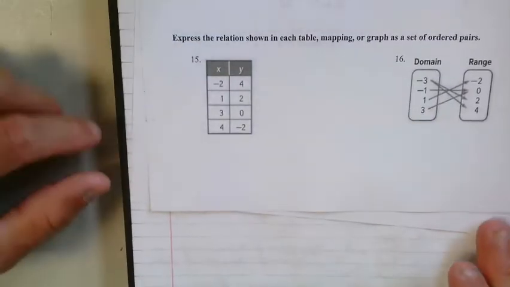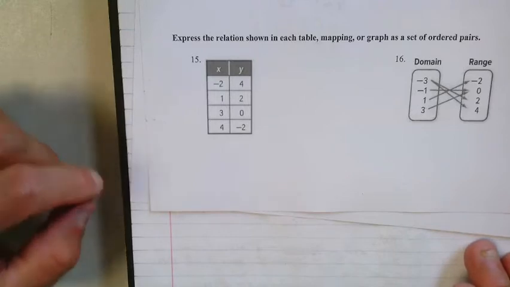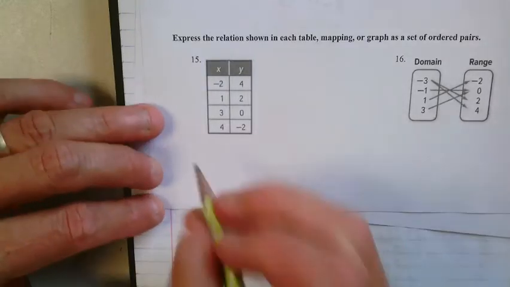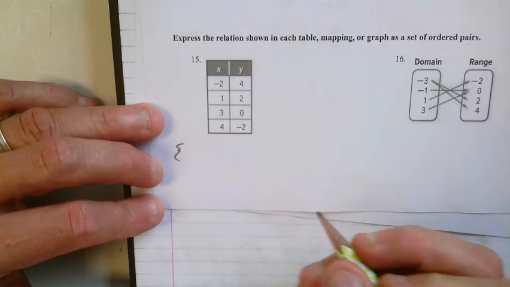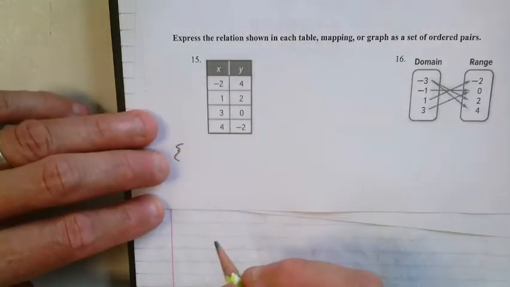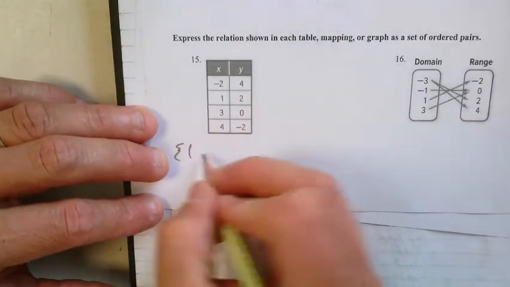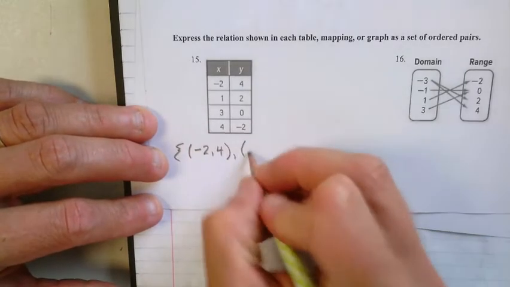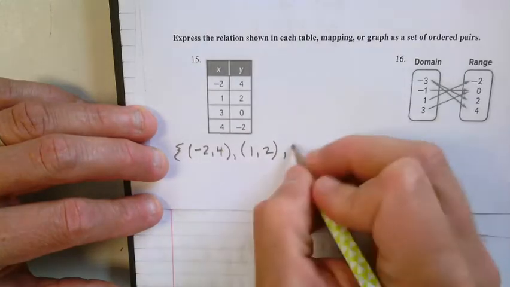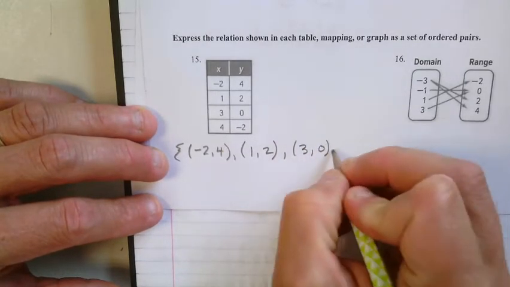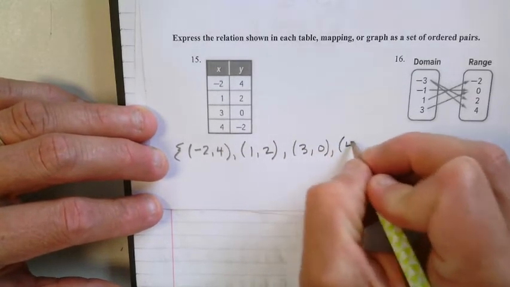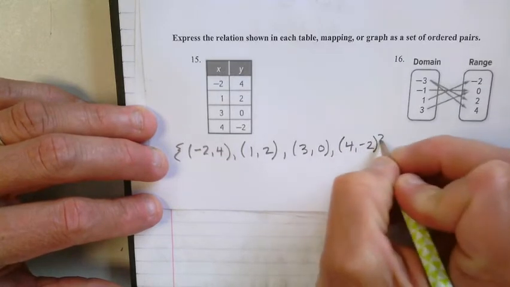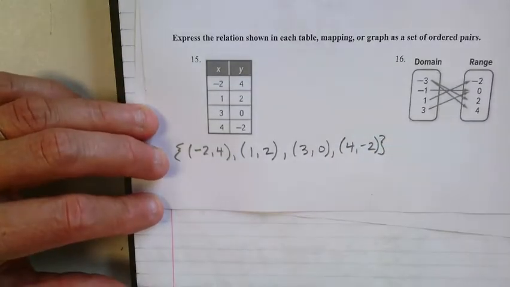To look at number 15, it says express the relation in each table, mapping or graph as a set of ordered pairs. So in number 15, if I want to express this as a set of ordered pairs, the set is going to have this bracket right here. And the ordered pair would be this, -2, 4. It's easy with the table. 1, 2, 3, 0, and 4, -2. Okay? So those would be the ordered pairs there.